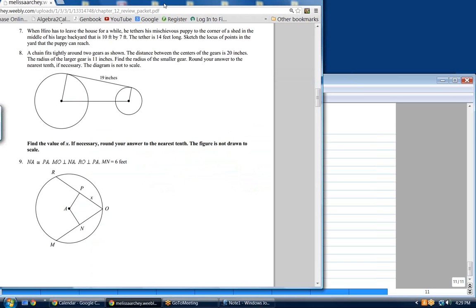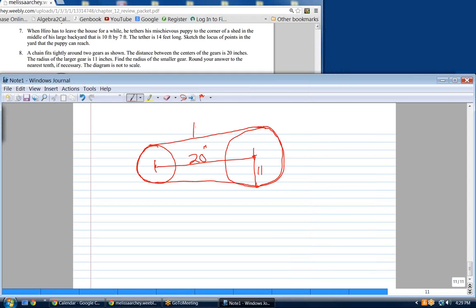Oh, and plus it had information on it they didn't give us. This is 19 inches here. Okay, and they want the smaller radius. You think about this for a second.